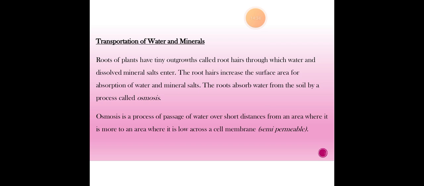Now, transportation of water and minerals. The roots of plants have tiny outgrowths called root hairs, through which water and dissolved mineral salts enter. The root hairs increase the surface area for absorption of water and mineral salts. The roots absorb water from the soil by a process called osmosis, which I have already told you about. Osmosis is the passage of water over short distances from an area where it is more to an area where it is less, across a semi-permeable cell membrane.